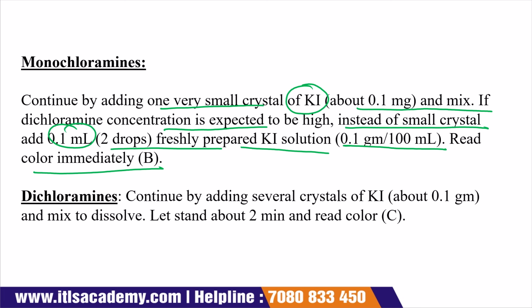Now next is dichloramines. In the case of dichloramines, continue by adding several crystals of potassium iodide whose weight is around 0.1 gram. In monochloramine, the weight of the potassium iodide is about 0.1 milligram. But here, when we prepare for dichloramines and add this crystal of potassium iodide, its weight is around 0.1 gram, and mix to dissolve. Let stand about 2 minutes and read the color, that is C. Okay, so this is about the procedure.